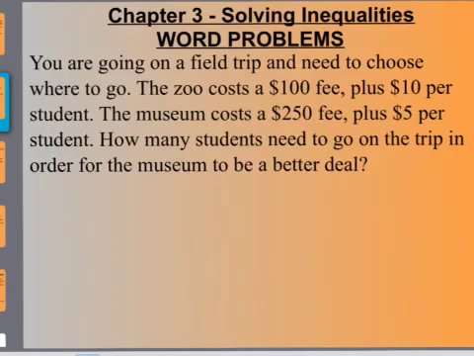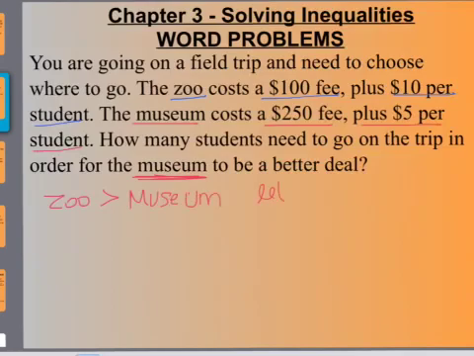Again, please copy the word problem. You're going on a field trip and need to choose where to go. The zoo costs a $100 fee plus $10 per student. The museum costs a $250 fee, but it's only $5 per student. How many students need to go on the trip in order for the museum to be a better deal? So we want the zoo to be more expensive than the museum. Well, we're going to let x equal the number of students. Again, you need a let statement for everything.